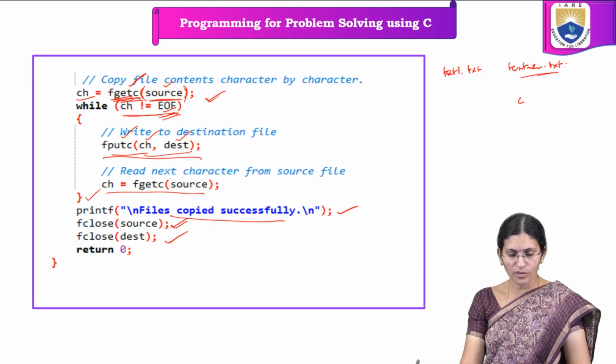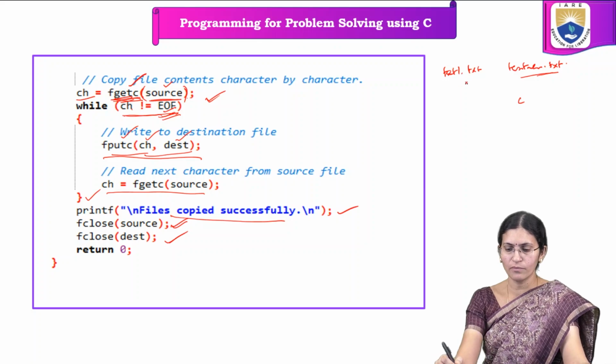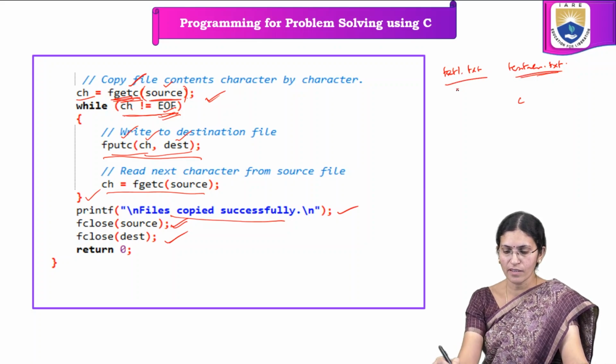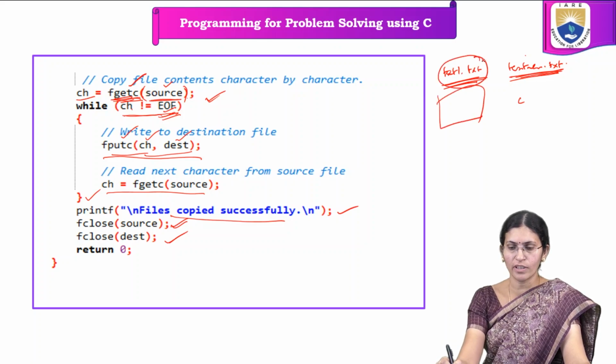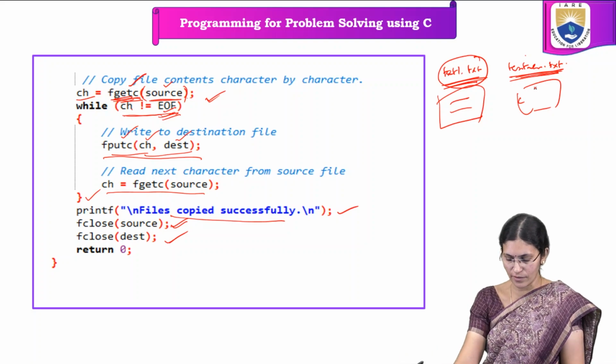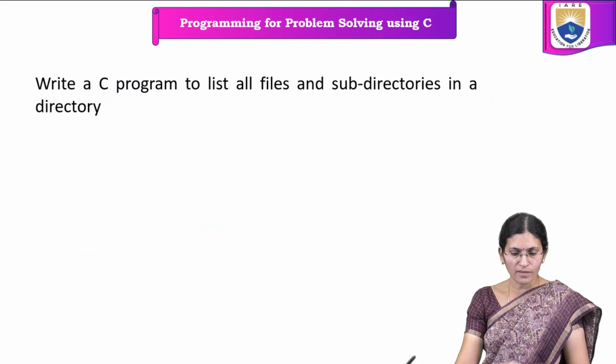If you execute and run this program, the file text1.txt should exist. The destination file is created in write mode, and this one is opened in read mode, so it should have some information. If this file does not exist, then this program will give you an error. Whatever the contents are in text1.txt, the same content is copied to textnew.txt. You can run this program and see the output.